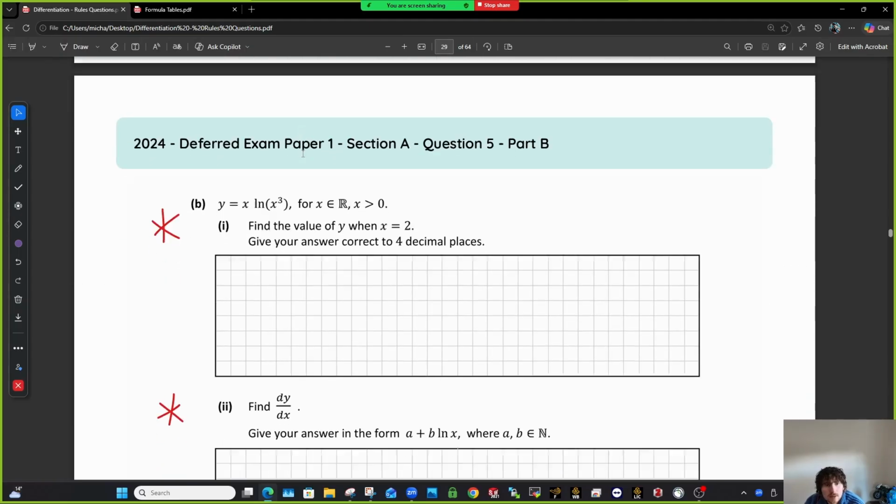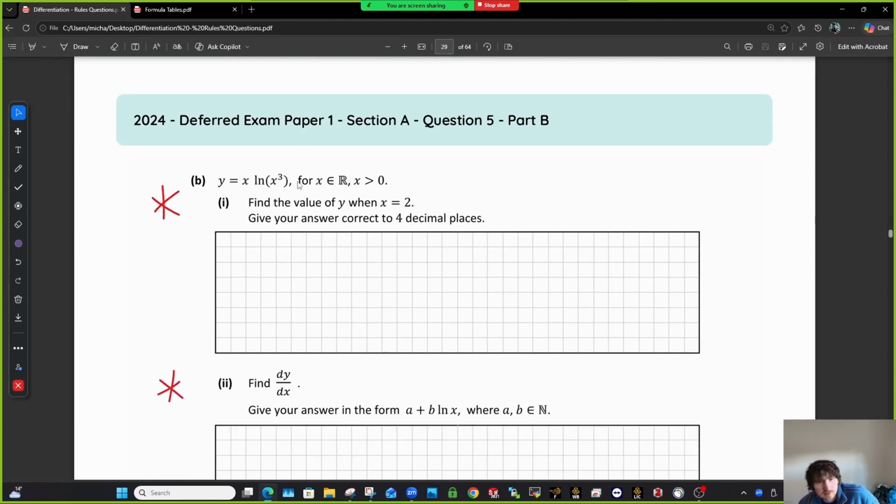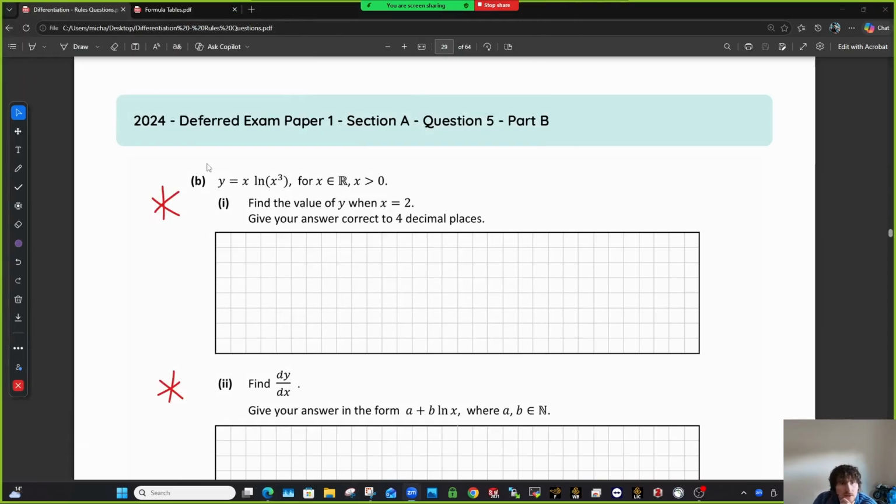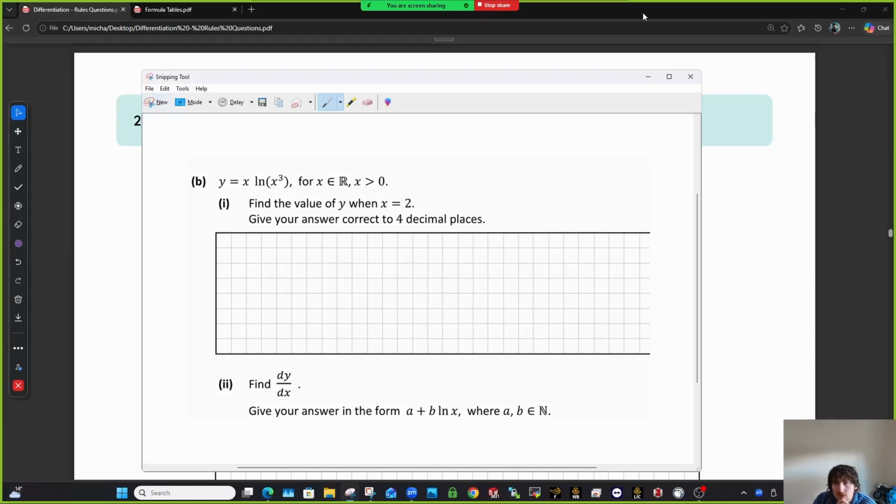Okay, we'll keep moving. Right, we got ourselves 2 questions here. So particularly the dy/dx is what we're interested in. So for the sake of time, I'm going to keep pushing along.